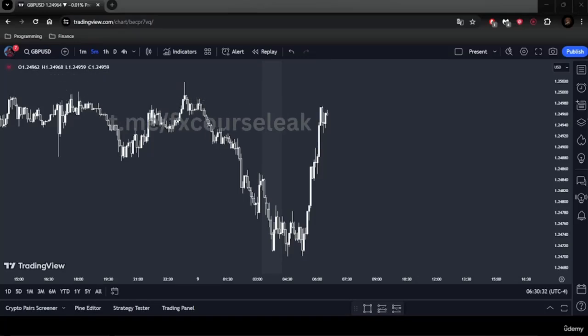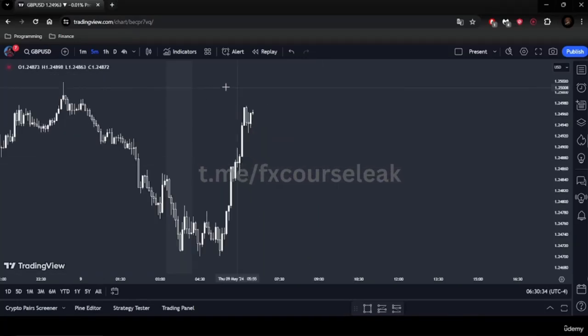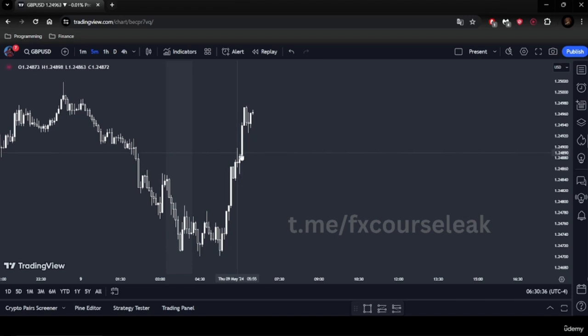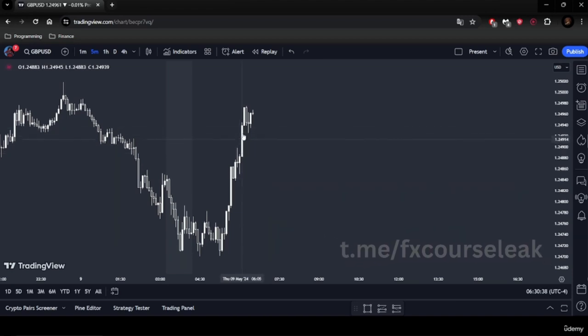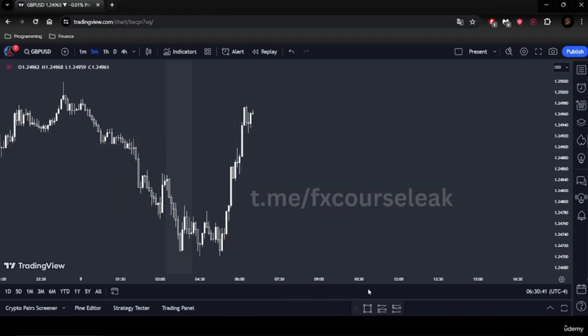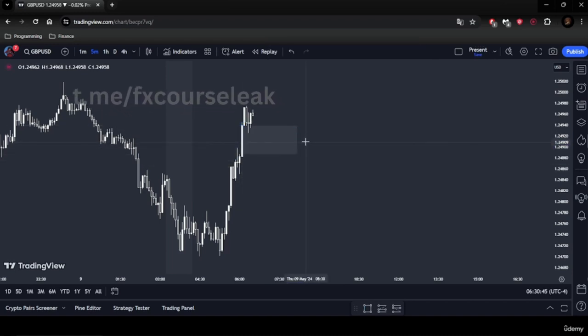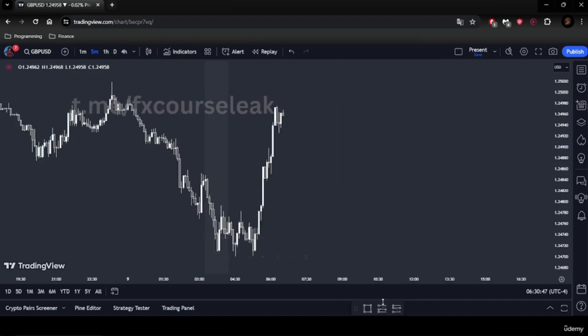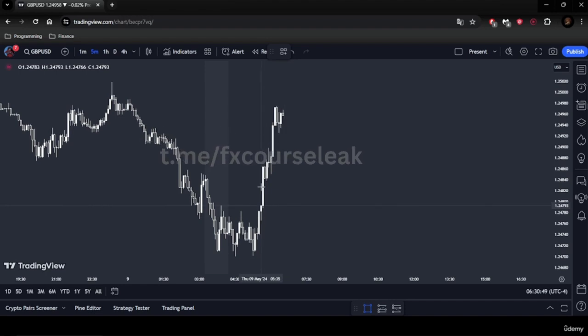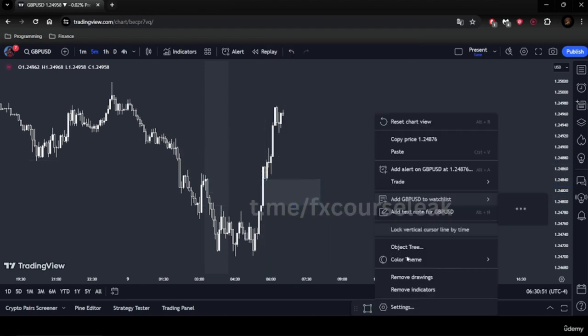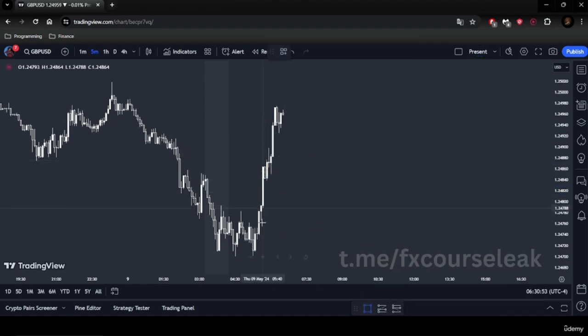Okay, now we'll go over what a fair value gap is. So a fair value gap is basically a candle's wick, another candle's wick, and the body of the candle between those. Okay, so this is a fair value gap, right? This is a fair value gap. This is a fair value gap.